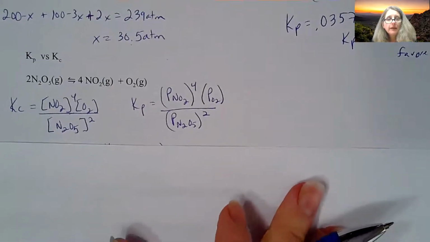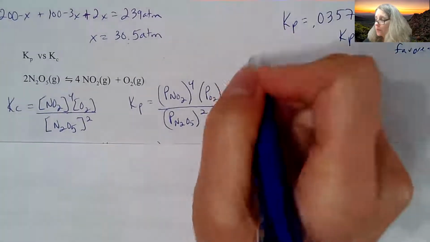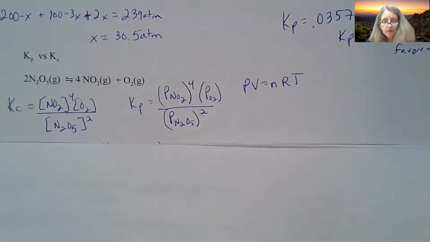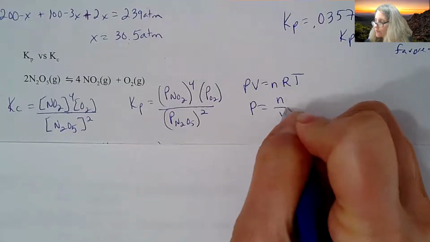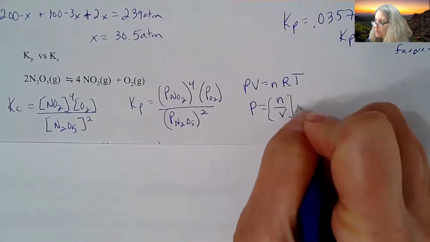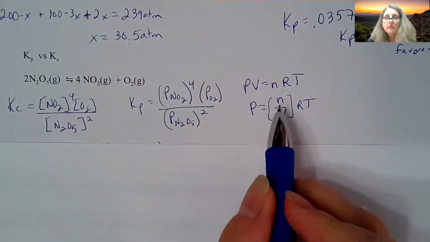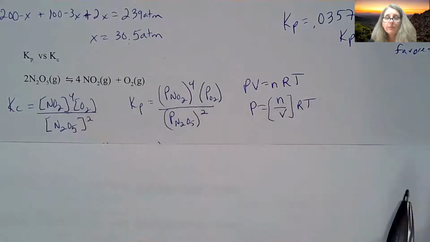There is a relationship between these two, so I'm going to derive that equation to show you where it comes from. So remember back to gas laws. Our favorite gas law is, of course, PV equals nRT. If I manipulate it, I get pressure is equal to n over V times RT. So n over V is moles over liters. That's concentration. That's actually what we have in our brackets.